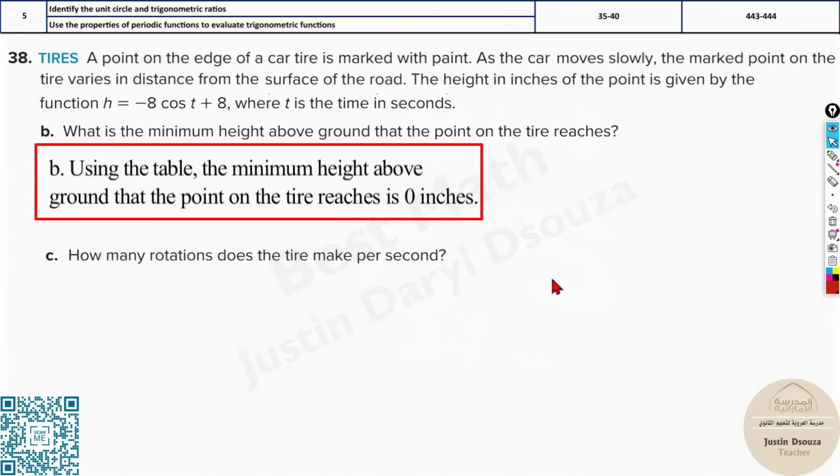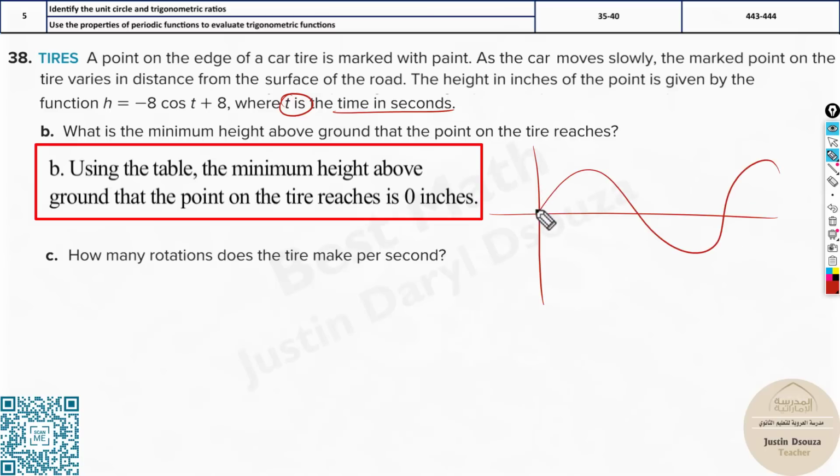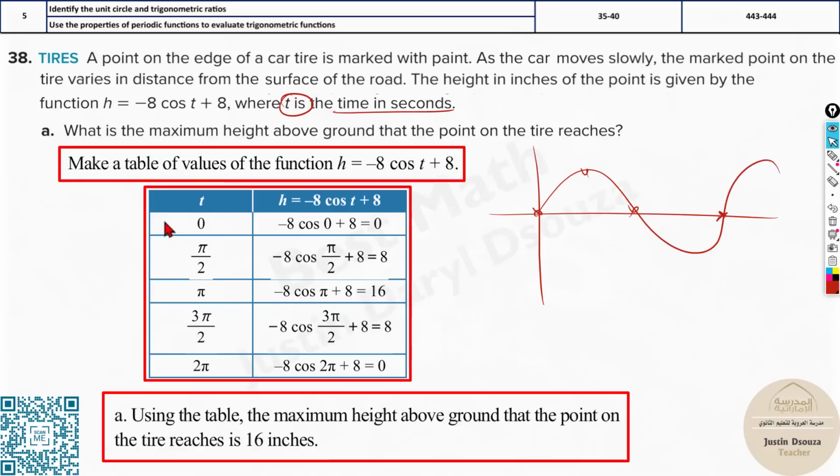And how many rotations does the tire make per second? Okay, this is important. Here they have clearly told t is time in seconds. So whatever this is there, it's in seconds. Now, this is cosine. So let me just graph it. Imagine this is a cosine graph. Now, we should know what is the period. If we go back in our table also, we got it's 0 to 2 pi, and then it repeats itself. So the period of cosine function, whenever there is no other pi or anything, is directly 2 pi.